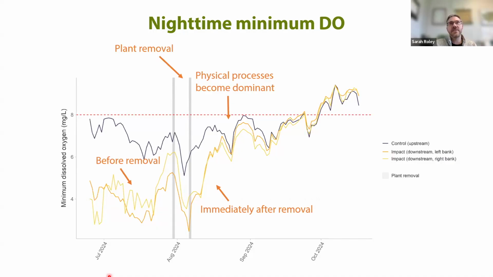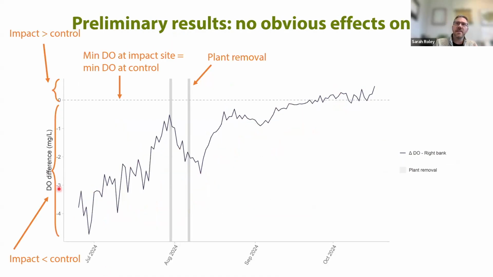Okay, so let's bring in that same sort of delta plot that we did before. Again, here, the horizontal line is where minimum DO at the impact site is equal to minimum DO at the control. Impact is greater than control above, and below the line is where impact is less than control. And unlike at Kiona, unfortunately, it looks like at first blush, there are no obvious impacts here to dissolved oxygen. This is just for one of the sensors. This is at the right bank. The left bank shows a similar pattern. This is kind of a preliminary analysis. I'm still working on evaluating these data.